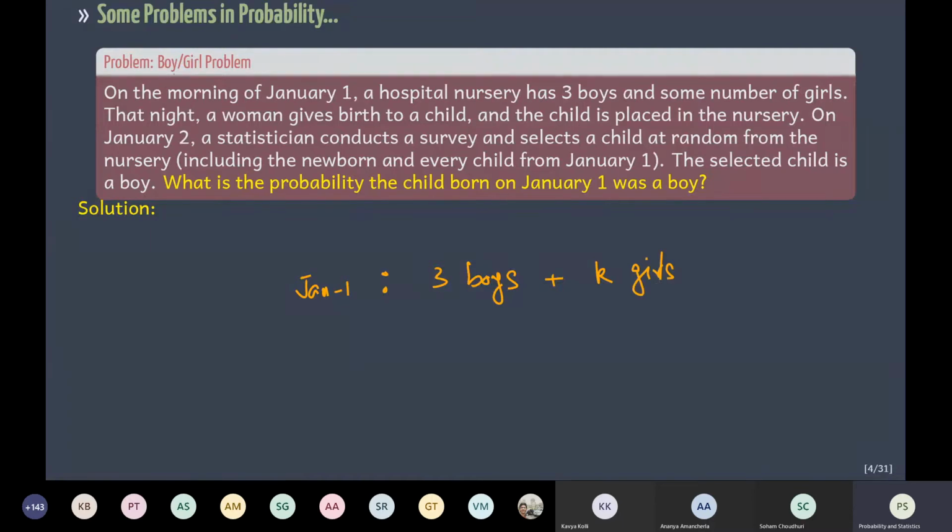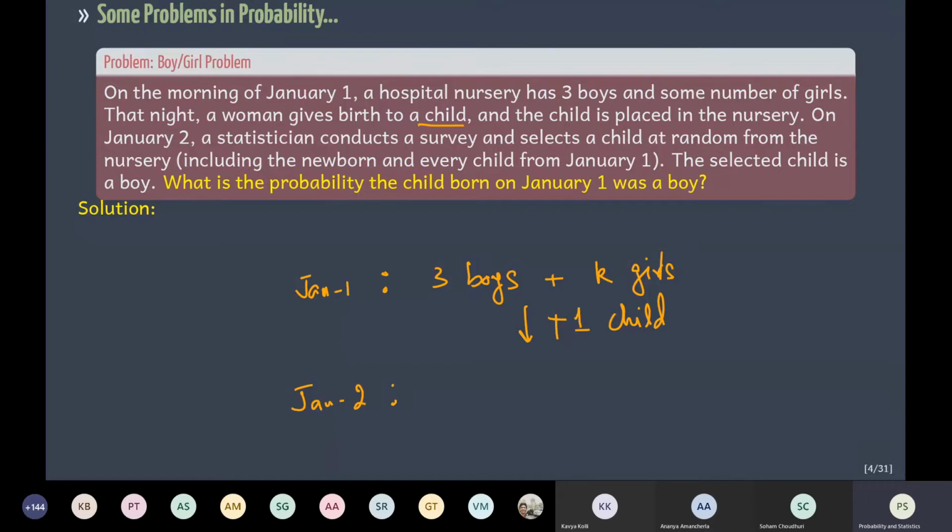That night a woman gave birth to a child, and the child is placed in the nursery. Here one child was born, so we don't know which. It's just one child, whether it's a boy or girl we don't know. So there was one addition, and this child still remains in the nursery on January 2nd. So we move to January 2nd.